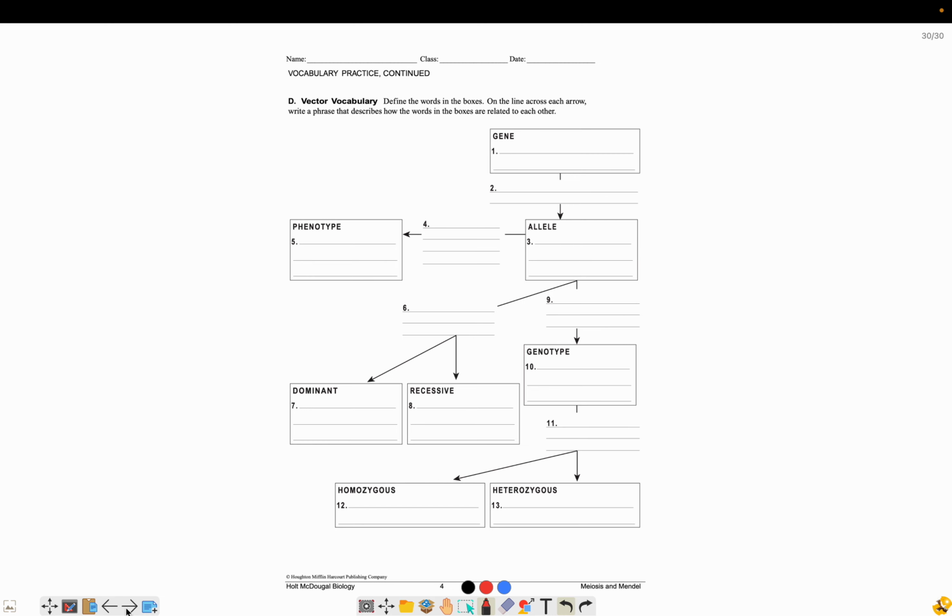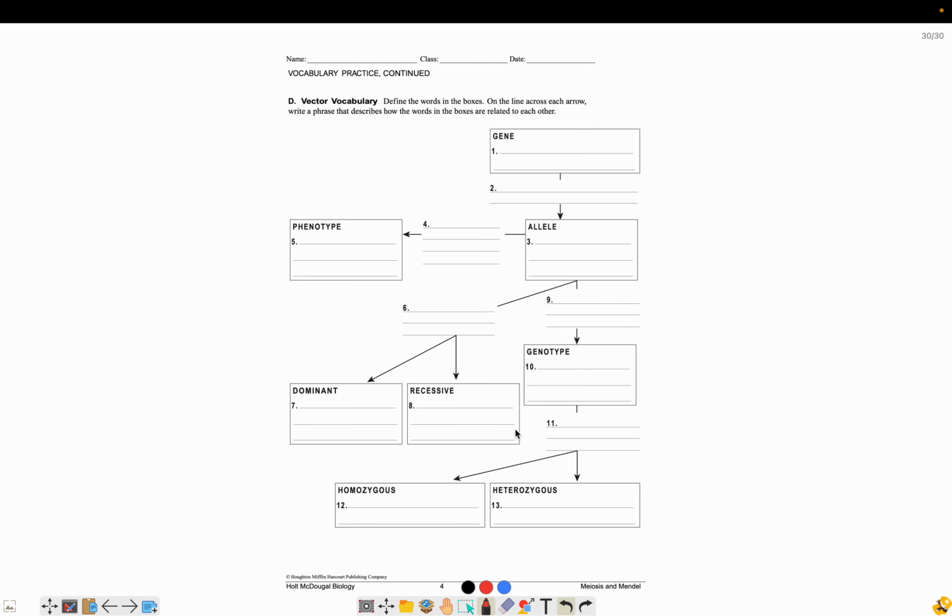per chance, let's go ahead and go over this vector vocabulary. So this one is pretty easy. All you're gonna do is write the words that go right there. You're gonna define it. So a gene, it's a segment of genetic material found on the chromosome. You could also write that genes code for specific traits. An allele is a different form of the gene. And then put a word right here. So this part you have to come up with. So define these two words.